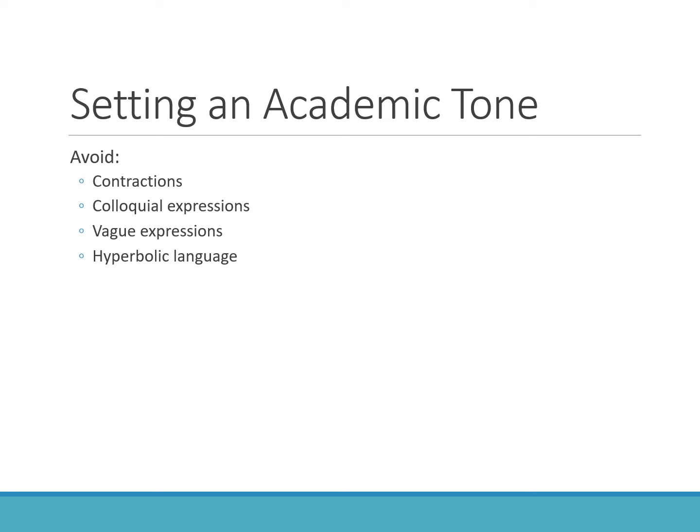All right, so one of the things we need to be aware of when we're writing is that we're setting an academic tone. A couple of guidelines here. One is we avoid contractions. So things like don't, can't, wouldn't, we'd want to write out: do not, cannot, would not. Just a general rule in academic writing.